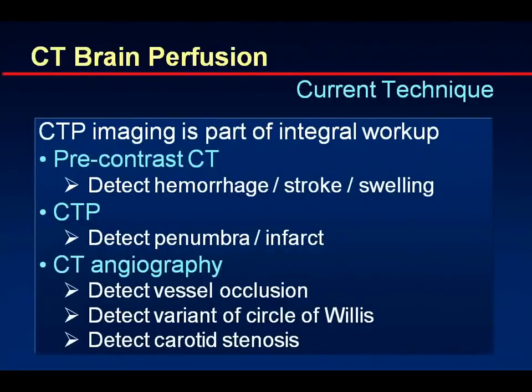Now, a quick look at CT perfusion, because I think it's a very clever and good tool for this particular situation. Pre-contrast CT we've discussed. It not only detects hemorrhage, but also manifest stroke. If it's really hypodense, there's nothing to do. If there's swelling, we will also see that. CTP is the main thing to detect a penumbra and an infarct. CT angiography is important to detect vessel occlusions in the brain, variants of the circle of Willis to see how many collateral vessels you have, and to detect carotid stenosis.